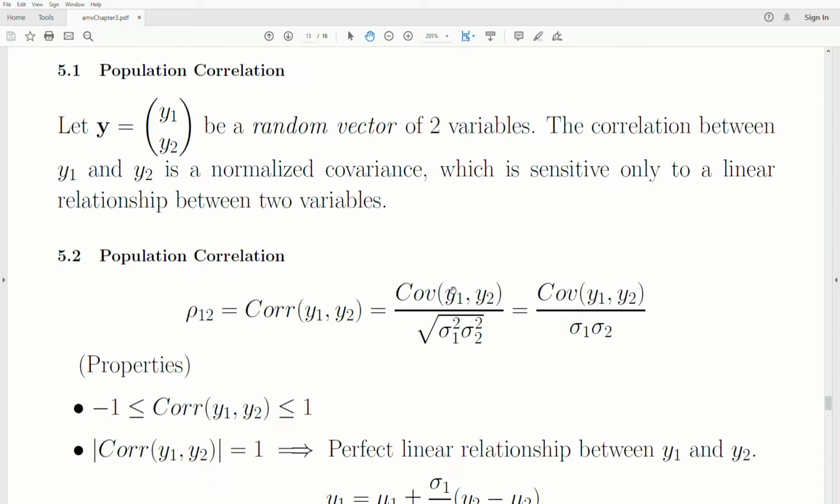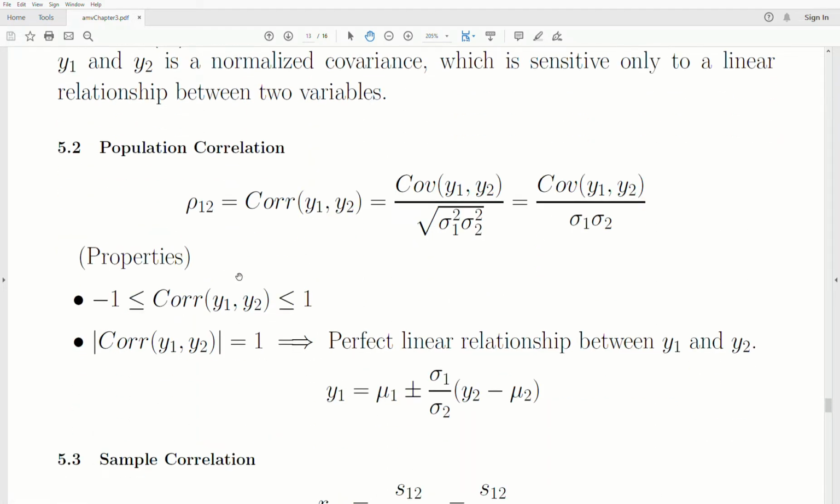And it's the covariance divided by the product of the standard deviations. This is what normalizes it. Normalizes it means the maximum is 1 or minus 1, and that's one of the properties of correlation. Now, the closer the correlation is to 1 or minus 1, the tighter the data points follow a straight line, or the more prominent the strength of the linear relationship is.